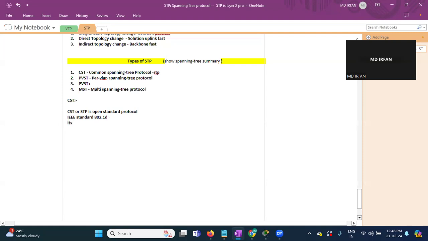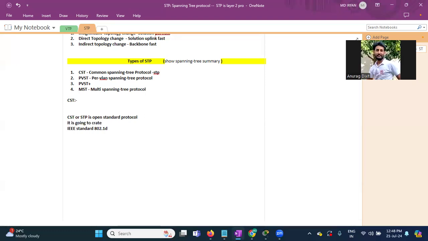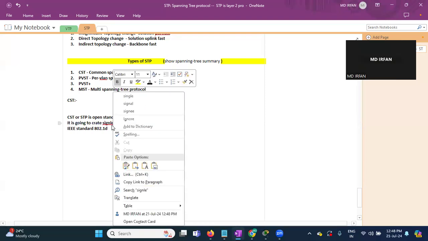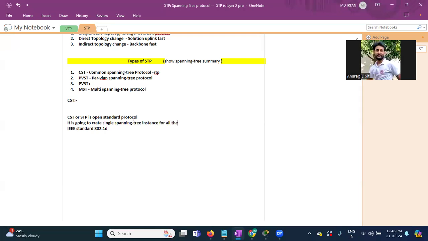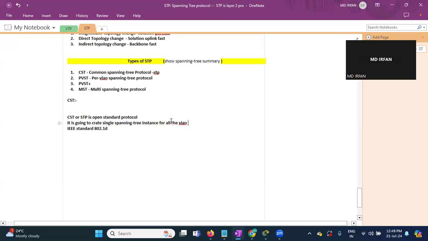First I need to write open standard protocol, and it is going to create, as simply as I explained, a single spanning tree instance for all the VLANs. And then the IEEE 802.1D does not support load balancing.